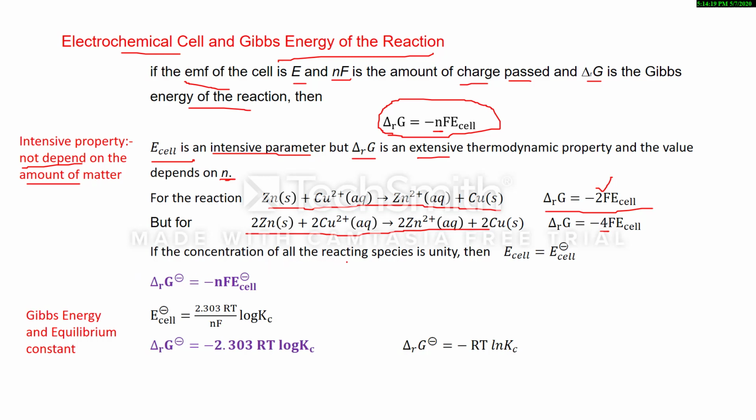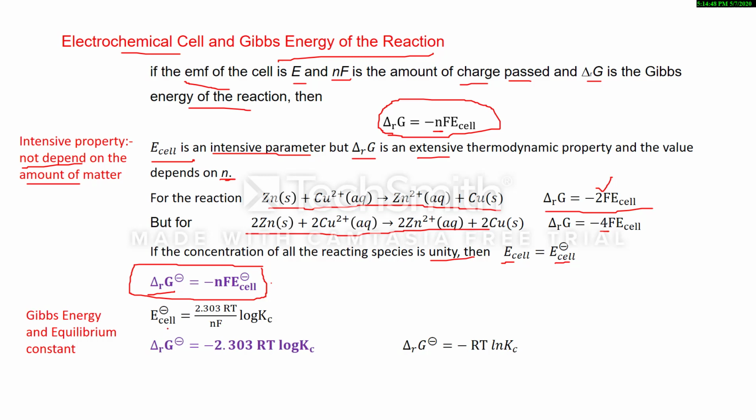If the concentration of all the reactant species is unity, then we can say E cell is equal to E standard cell. If the concentration is 1, then we can write delta G standard. Standard Gibbs energy is equal to minus nF times standard E cell. You have to remember this formula. This is the relationship between Gibbs energy and standard E cell.